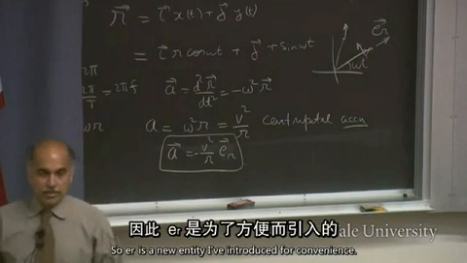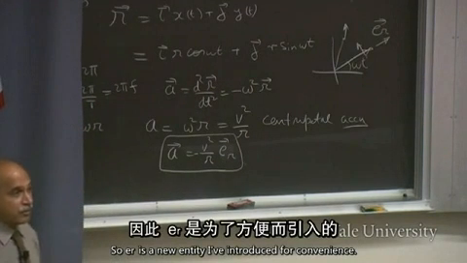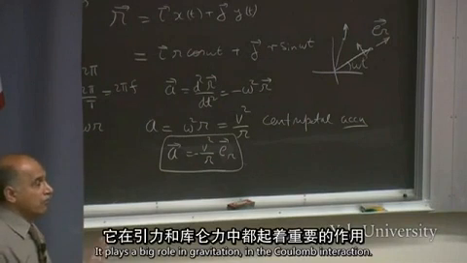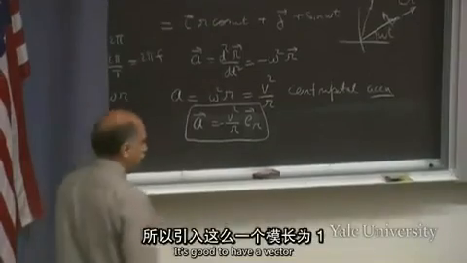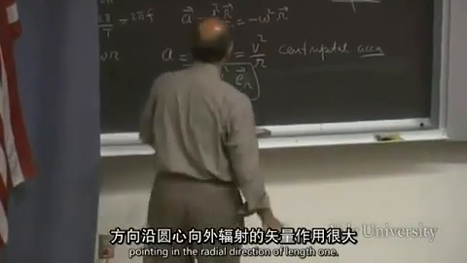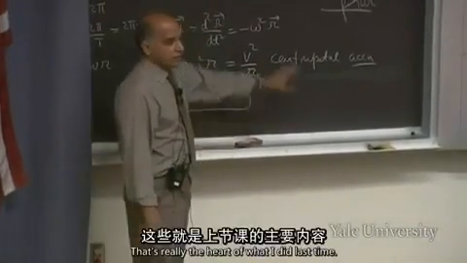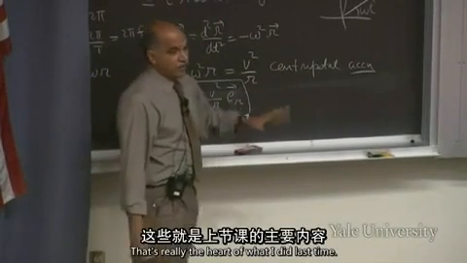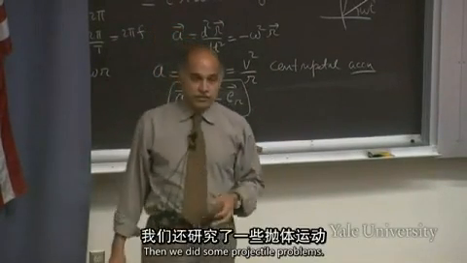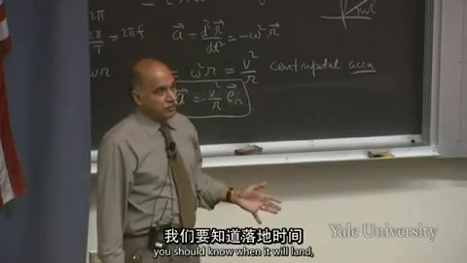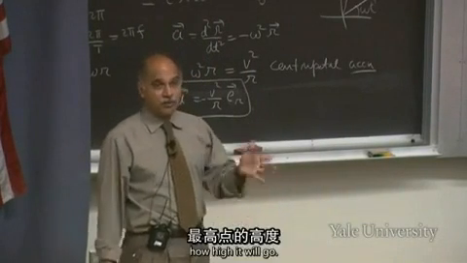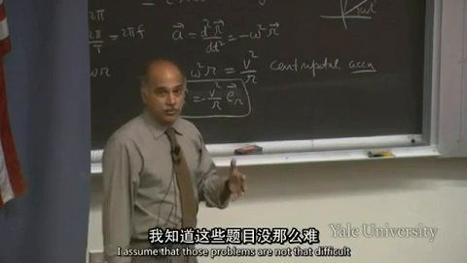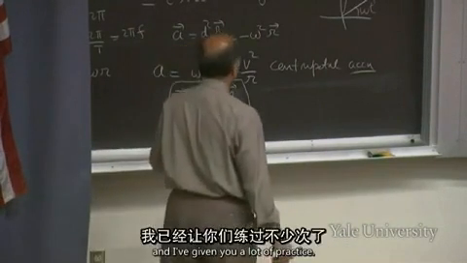So e r, e sub r, is a new entity I've introduced for convenience. It plays a big role in gravitation, in the Coulomb interaction. Good to have a vector pointing in the radial direction of length 1. So that's what it is. That's really the heart of what I did last time. Then we did some projectile problems. You shoot something, you should know when it will land, where it will land, with what speed it will land, how high it will go. I assume that those problems are not that difficult, and I've given you a lot of practice.